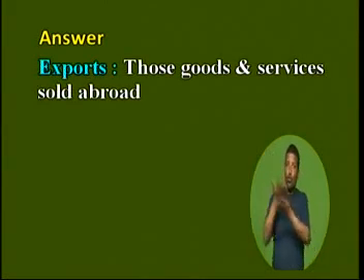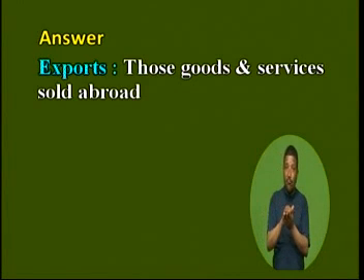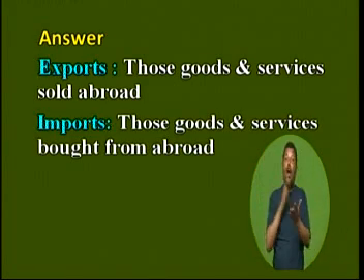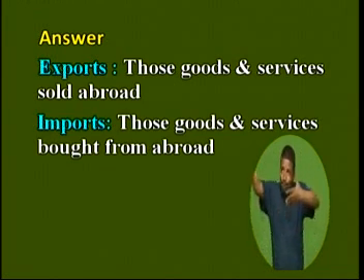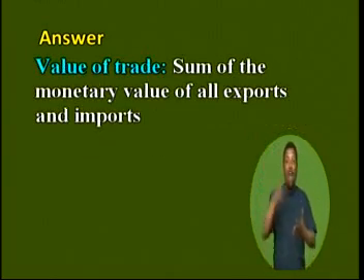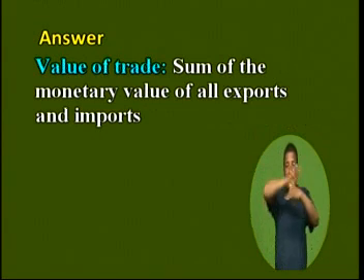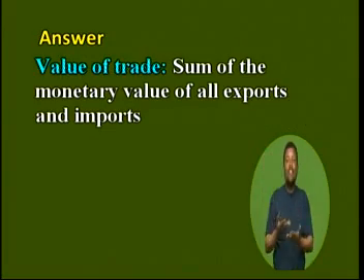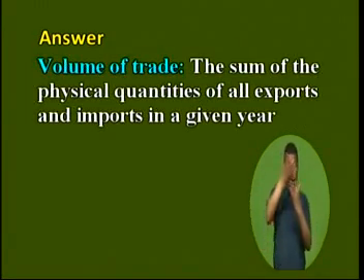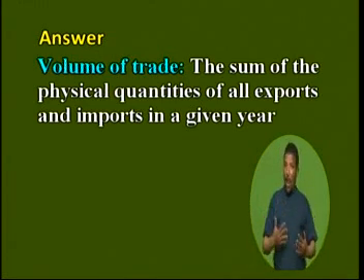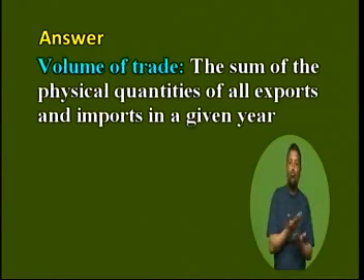Exports are those goods and services that leave a country in the form of sales to abroad. On the other hand, imports are those goods and services that enter into a country in the form of purchases from abroad. Value of trade is the sum of the monetary value of all goods exported and imported in a given year. On the other hand, volume of trade is the sum of the physical quantities of all goods exported and imported in a given year.